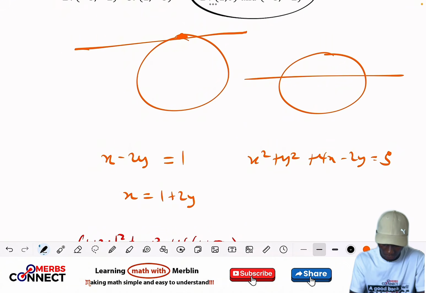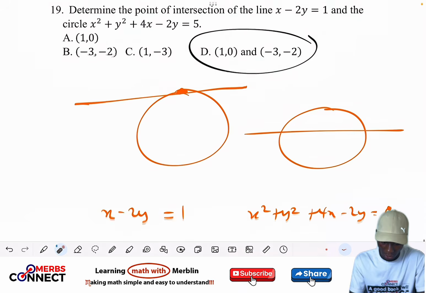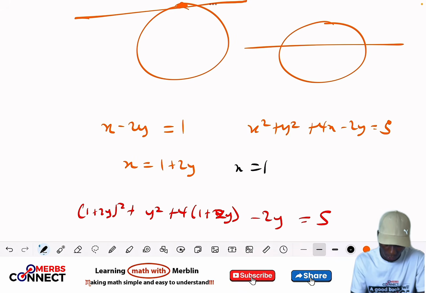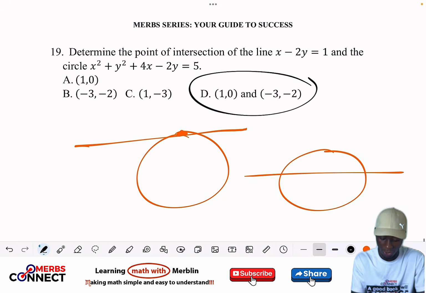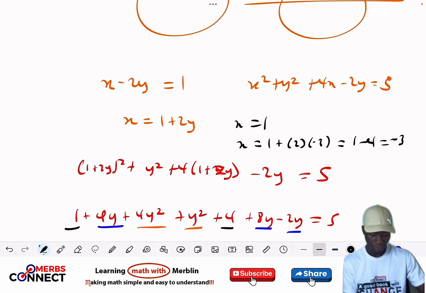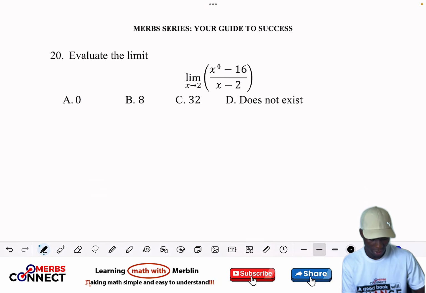So when y is 0, what will be x? x will be equal to 1 when y is 0. And then when y is minus 2, what are we going to get? We are going to have x equal to 1 plus 2 times minus 2, which is equal to 1 minus 4, and that is minus 3. So indeed, the answer is D. Let's do the last one.